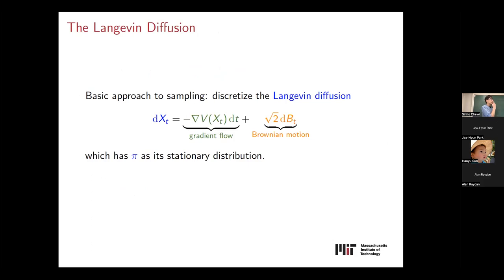To explain this connection, let's start with maybe the most basic algorithm for sampling, which is the Langevin diffusion. Langevin diffusion is the solution to this SDE. If you look at it as two parts, the first part by itself is just a gradient flow for V. But then we also have to add Brownian motion, because in sampling we don't just want to get to the minimizer of V, we need to explore the entire distribution. You can show that this diffusion has pi, which is of the form e to the minus V, as its stationary distribution. That makes it a very good candidate algorithm for sampling. On first glance, this diffusion looks like a noisy gradient flow, so that's one way you might think of it as the analog of gradient flow in sampling.